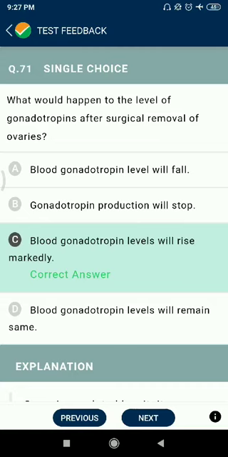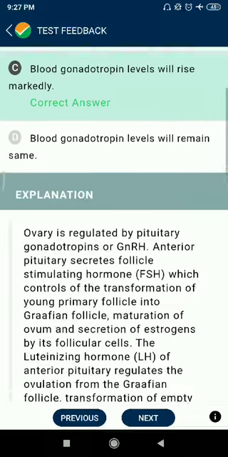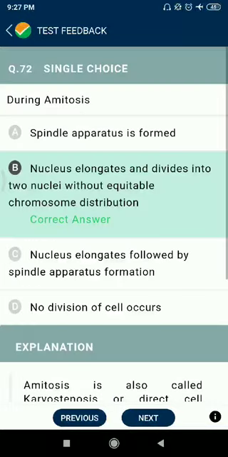Question 71. What would happen to the level of gonadotropins after surgical removal of ovaries? Blood gonadotropin level will rise markedly. Question 72. During mitosis, spindle apparatus is formed. No, nucleus elongates and divides into two nuclei without equitable chromosome distribution.